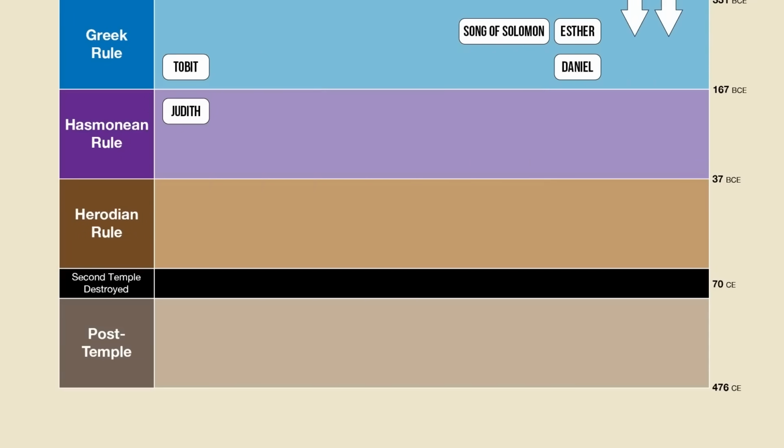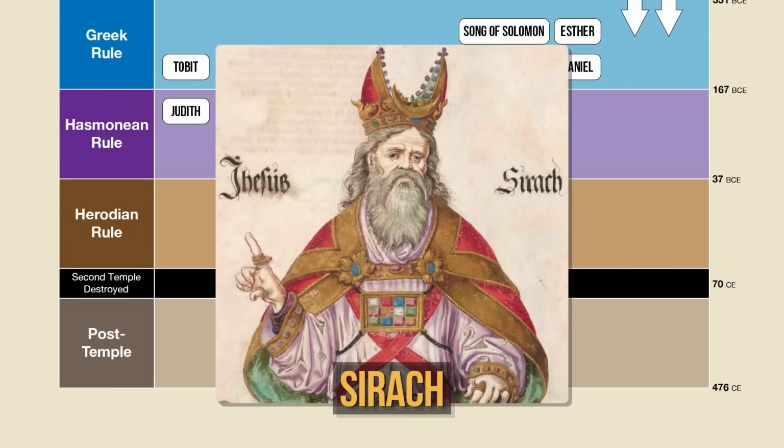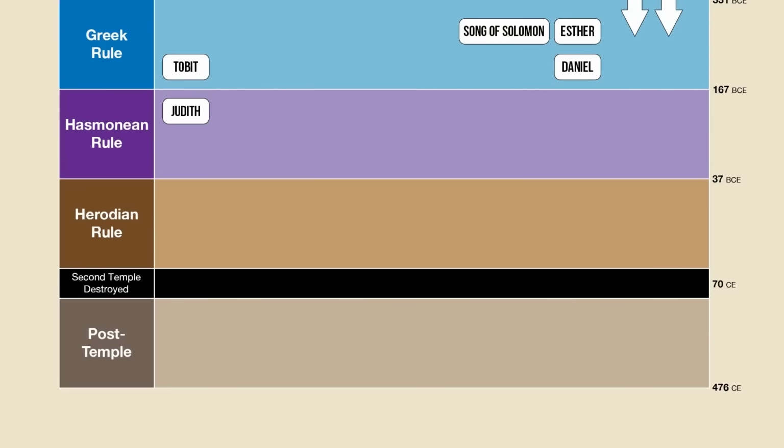Next up is the Wisdom of Sirach, a book that is kind of like Proverbs and is sometimes called Ecclesiasticus. Unlike Tobit, Judith, and so many other books, we actually know the name of the person who wrote this one. His name was Joshua ben Sirach, or Jesus ben Sirach, hence the title Sirach. We also know exactly when he wrote it, because he mentions the name of the high priest at the time, Simon II. This puts it right at the end of the Greek period, just before the Hasmonean takeover.